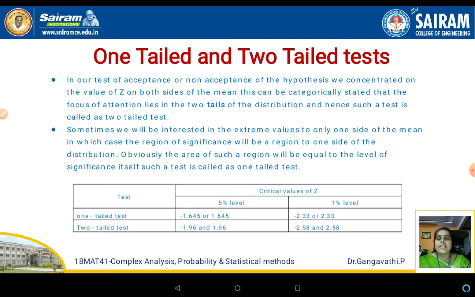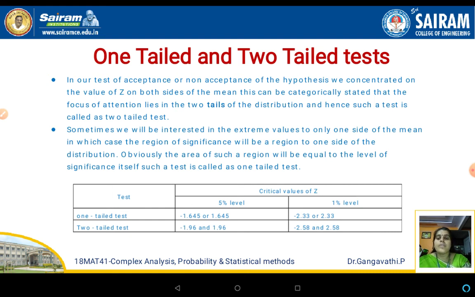So similarly, look at the second paragraph. Sometimes we will be interested in the extreme values on only one side of the mean. In such cases, the region of significance will be a region on one side of the distribution. So obviously, the area of such a region will be equal to the level of significance itself. Such a test is called a one-tailed test. So if you consider only one part of your distribution curve, then it is going to be a one-tailed test.